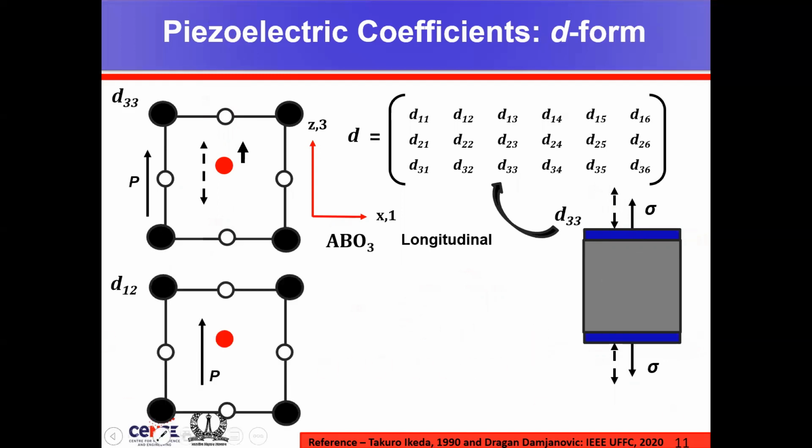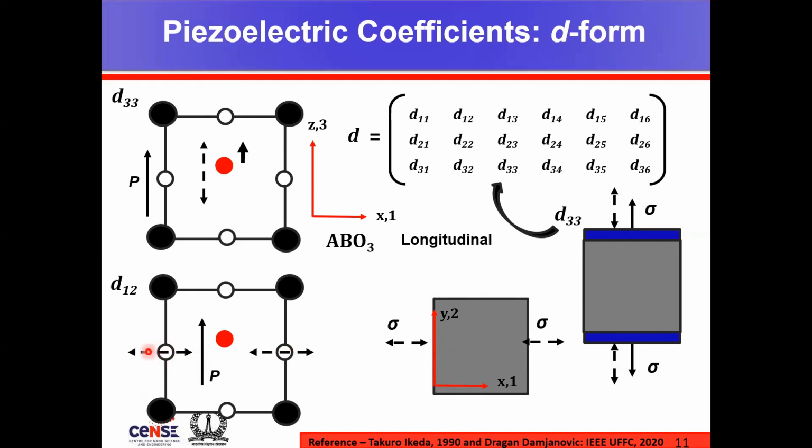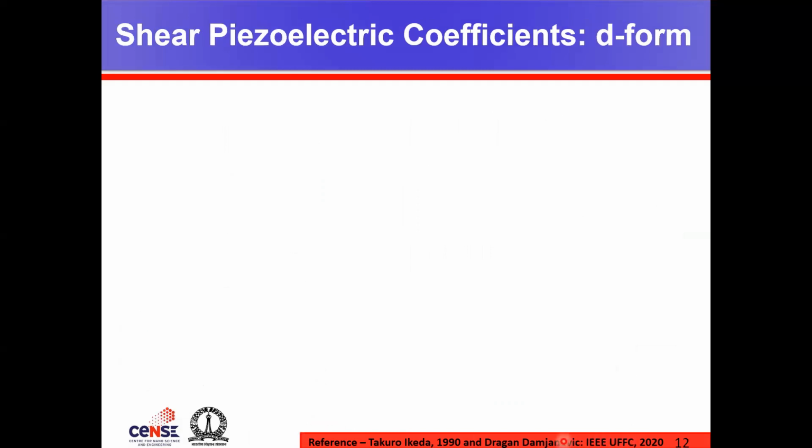Now, consider a case where we are looking into D12. That means that we are applying a particular stress along one axis and we are trying to collect the charge along axis 1. So what we see is that this particular displacement does not create any charges, and hence the D12 and D21 coefficients will be 0. This analysis can also be extended to D13 and D23. You can see that the application of the stress does not create any charges on the surfaces of interest, and hence we are not able to collect any charges, leading to these coefficients being 0.